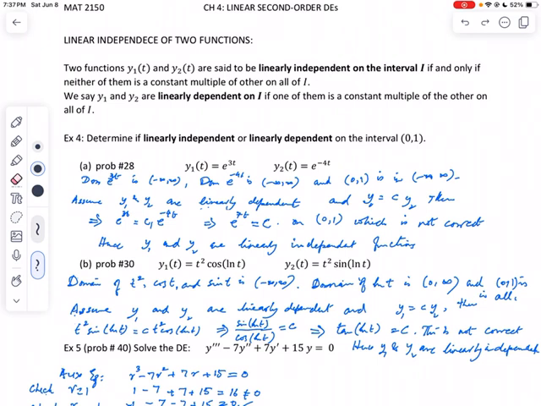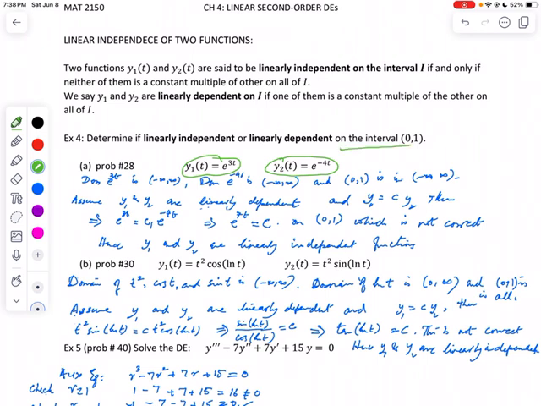So here is an example where we have to determine if the given functions are linearly independent or dependent. We are given two functions, both of them exponential: one is e to the 3t and the other is e to the negative 4t. So how do we confirm linear independence or linear dependence? Let us say they are not linearly independent, so they are linearly dependent, which means one of them must be a constant multiple of the other.